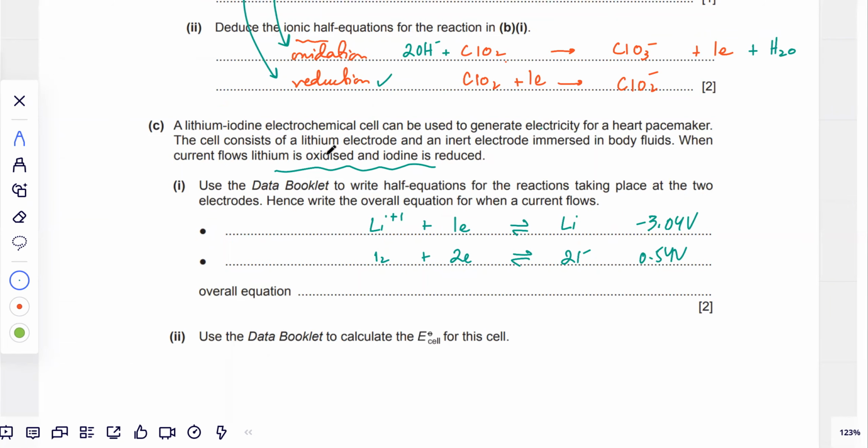He said use the data booklet to write half equations for the reaction taking place at the two electrodes. So lithium is oxidized, so I'm just going to follow that. And iodine is reduced. So he's saying write the half equations. You're not going to write the reversible reaction. You're going to write lithium changing into lithium plus one electron, and iodine gaining 2 electrons to form 2I minus 1. Is that clear?